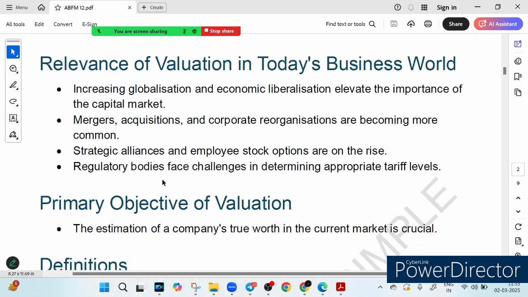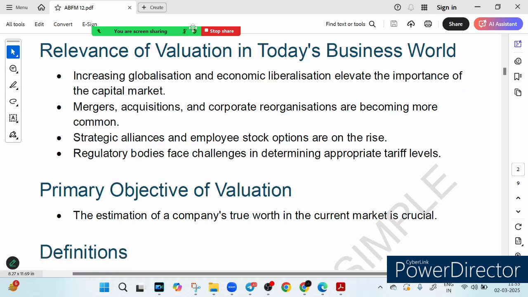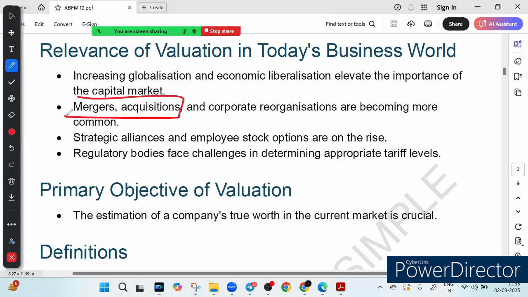First of all, there is something called the merger and acquisition boom. You see this phrase written here, merger and acquisition boom. Big companies are either buying smaller ones or joining forces to stay ahead of the competition. And guess what? They need to know the right price before making a move.